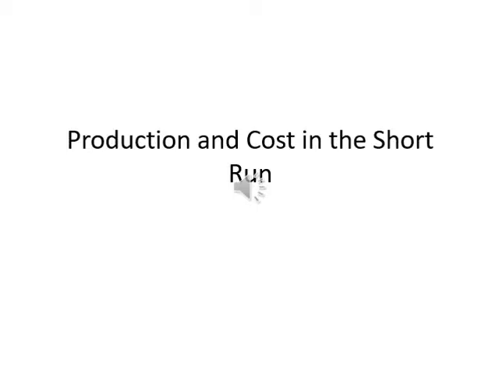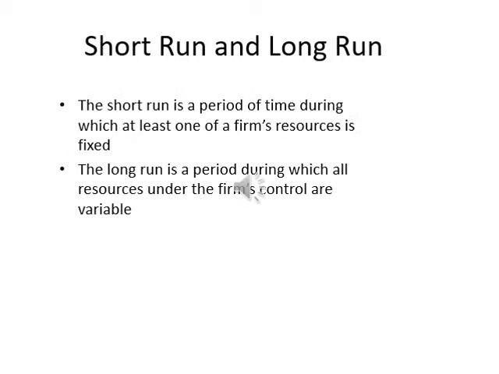Consider a firm's decision on production and cost in the short run. Short run and long run. The short run is a period of time during which at least one of a firm's resources is fixed. The long run is a period during which all resources under the firm's control are variable.